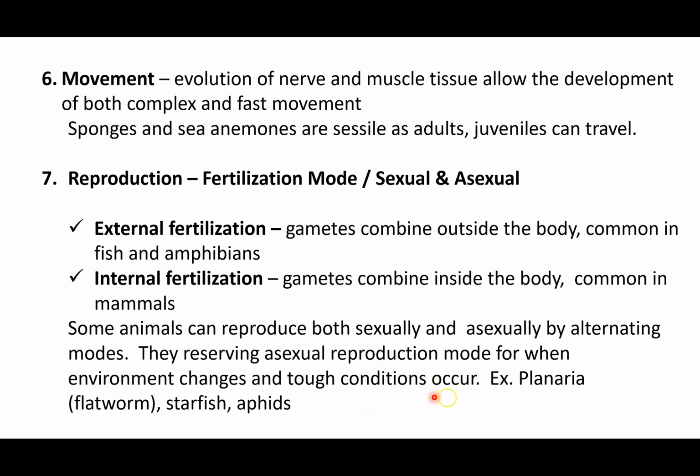The organisms that do that are planaria, which is a flatworm, and starfish. Starfish can actually split into two, and they grow the other half. And aphids, which are green insects that are parasitic to plants and feed on the flowing tissue, also can reproduce asexually without undergoing fertilization of gametes. So they basically clone themselves.